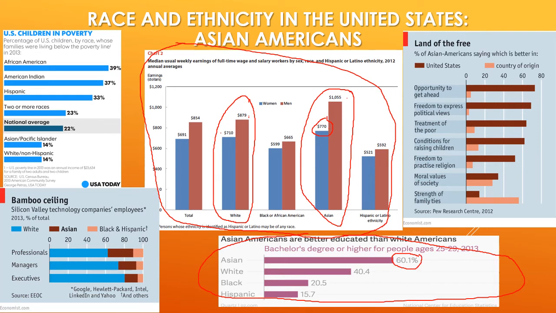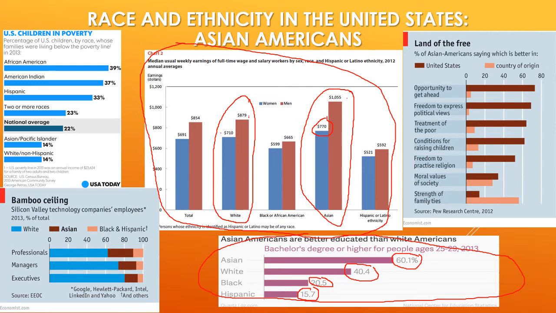60.1% of Asian Americans, 40.4% of white Americans, 20.5% of Black Americans, and 15.7% of Hispanic Americans are graduating with their bachelor's degree.